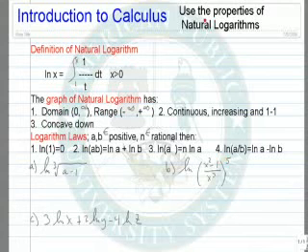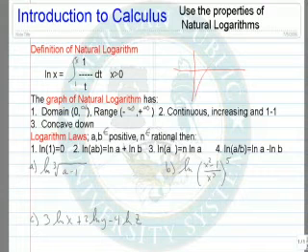Turn our attention to the properties of natural logarithms. As a definition, the natural log of x is the integral from 1 to x of 1 over t dt. A graph of this looks like that. x is 1 here. This is our x value. And the values of this represent the area under the curve from 1 over to x.